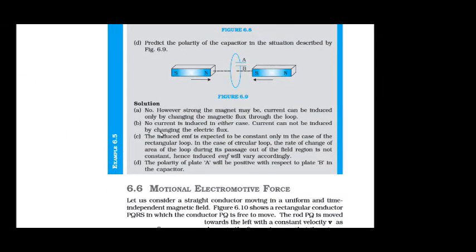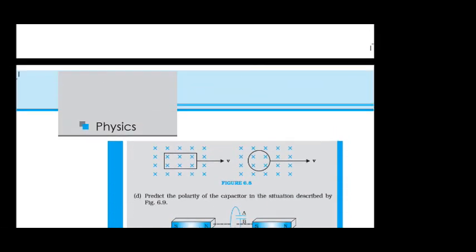No, the answer is no. Current is not induced in either case. So no current is induced in either of the cases. Current cannot be induced by changing the electric flux. Current can only be induced by changing the magnetic flux, and in our case it is the electric flux that is changing. So no current is induced.